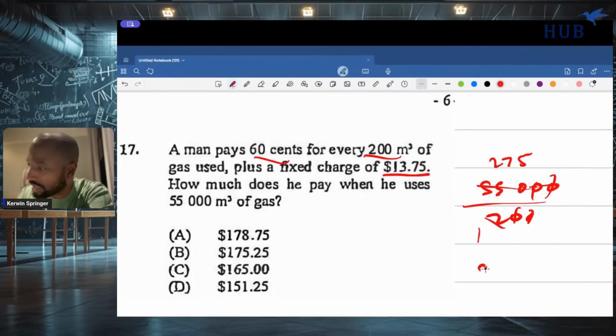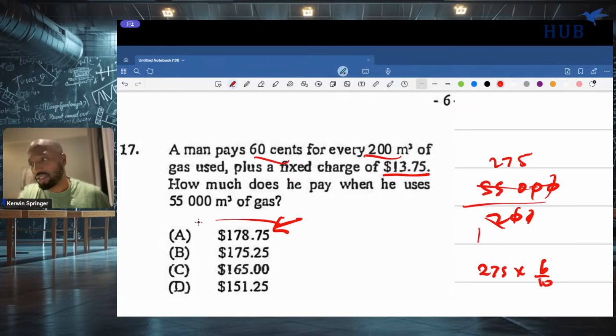What did I do next? Did I say 275 multiplied by 6 tenths, for 60 cents? And then what? I need to add the 1375 to this. And what did it turn out to be? It turned out to be A. It turned out to be this.